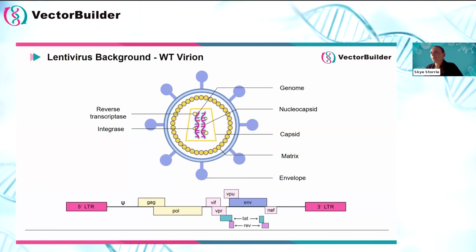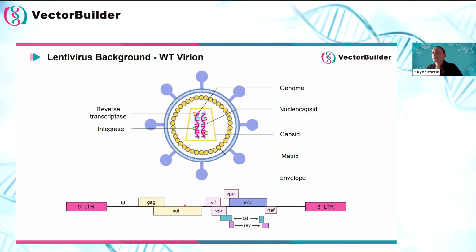zoom into this genomic RNA and take a look, this is the structure. We have the viral proteins encoded between the 5' and 3' long terminal repeats, also known as LTRs. These structures are both identical in sequence, and they're really important for transcription of the viral genome. There are three main open reading frames encoded within the genome, the first of which is GAG, and this encodes our structural proteins, so again, our nucleocapsid, capsid, and matrix.